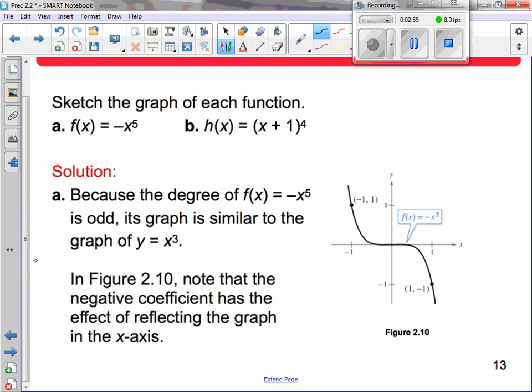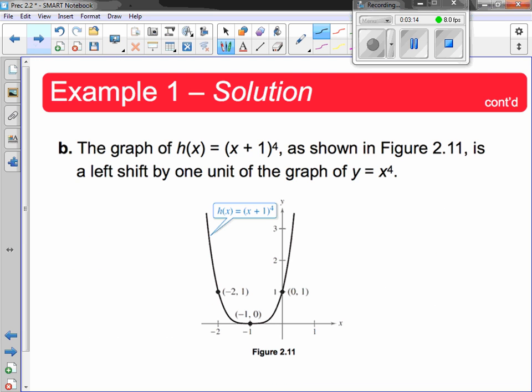So the first one here, negative x to the fifth, gives us that graph. That's just what the graph would be. And it's flatter at the center because it's a higher degree of power. It's almost like x cubed, but it's flipped. And then we could have this one here.